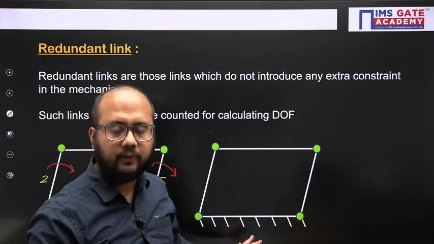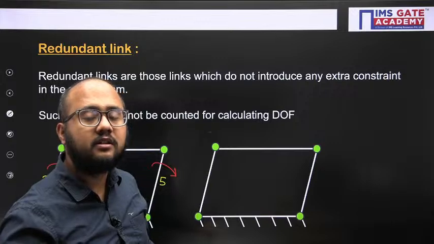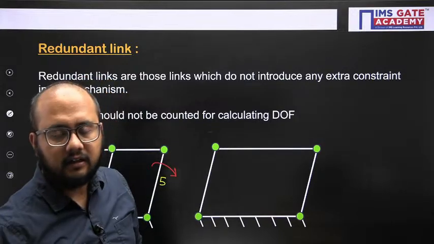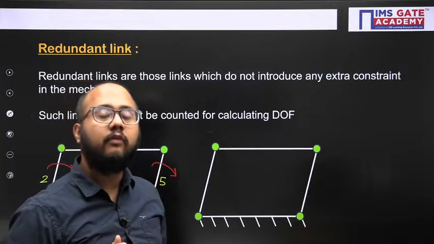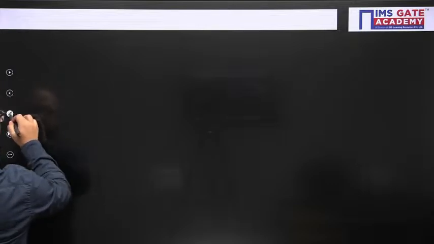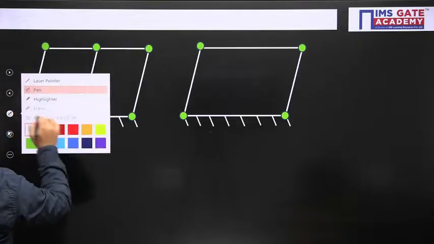Basic understanding, I hope it is clear: any link which does not introduce any extra constraint is a redundant link, and we should not count it while calculating the degree of freedom. Now, let us calculate the degree of freedom.